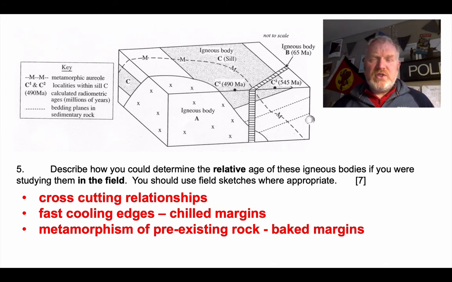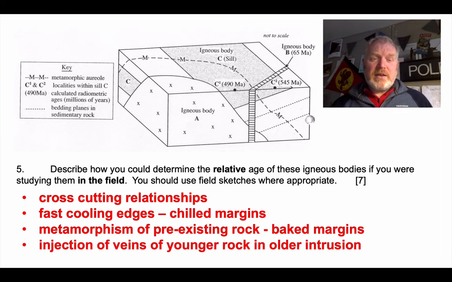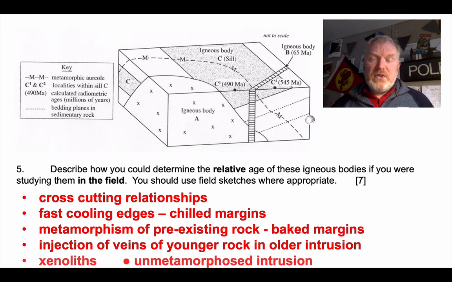Where are the baked margins? What rocks are the baked margins in? Because they must be the older ones. The rocks with the chilled margins will be the younger ones. We might even find some veining, so little veins of the younger rock being intruded into the older one. Or we could look for xenoliths, or look for intrusions that are unmetamorphosed. So the dike, for example, shouldn't show any signs of metamorphism, whereas the sill does. Any of those will get us the marks.